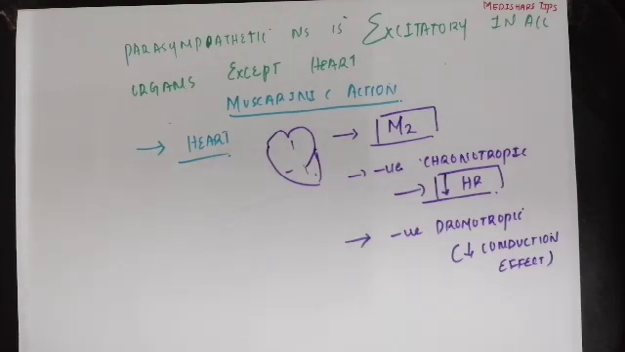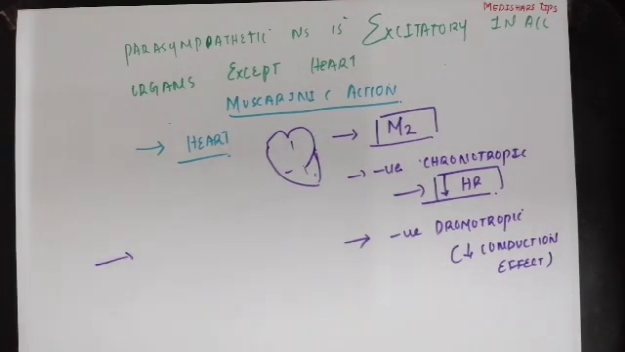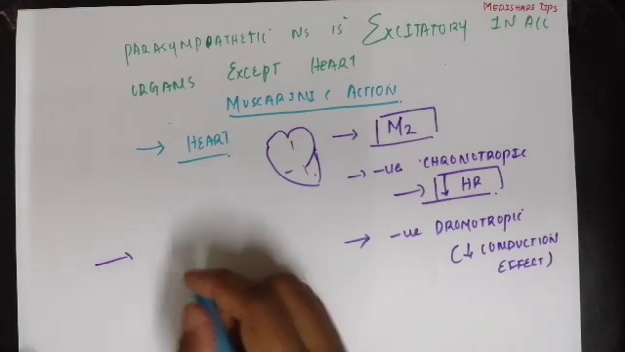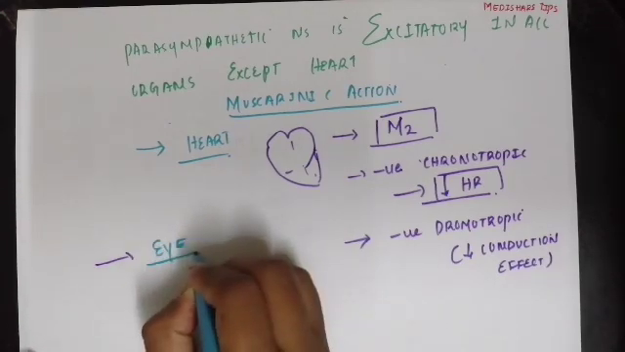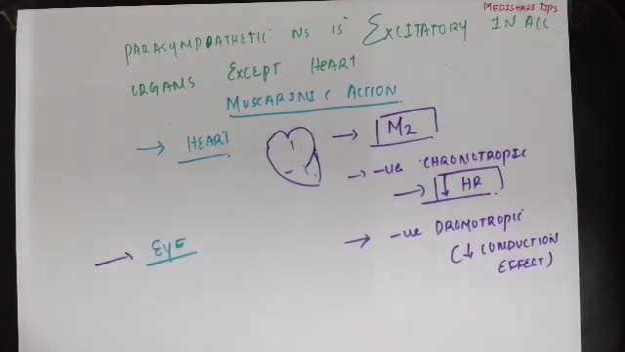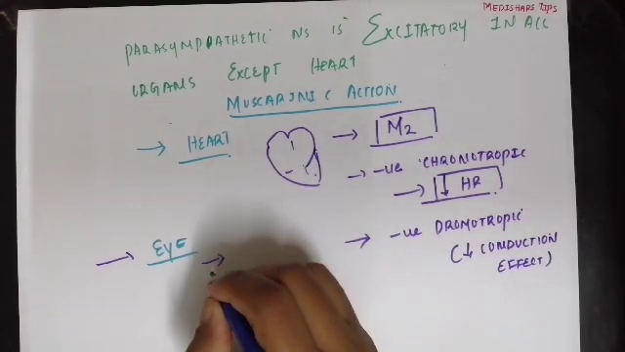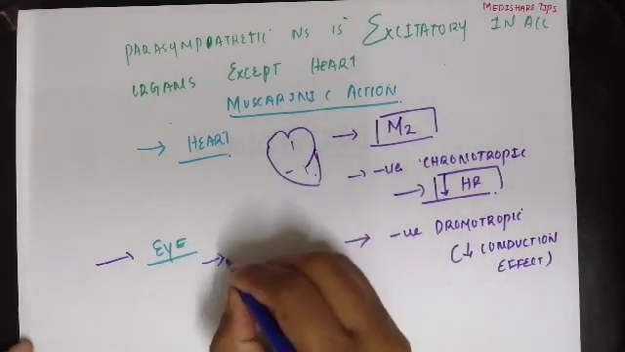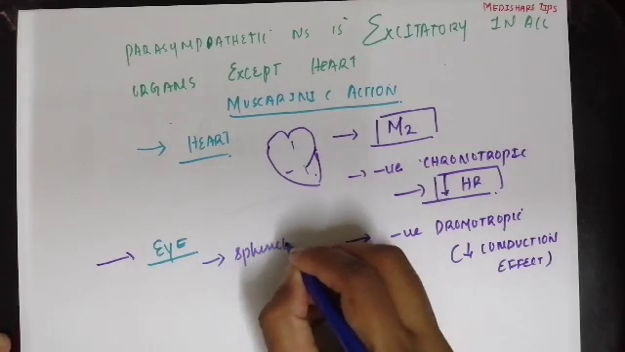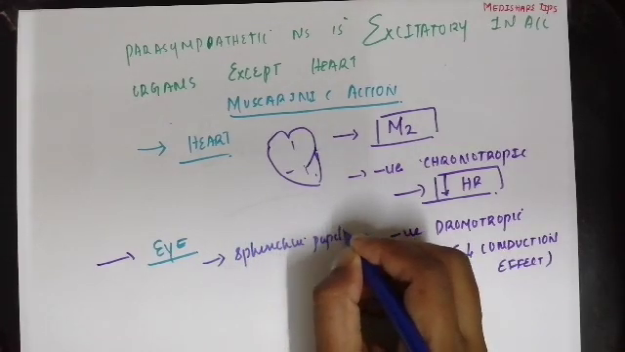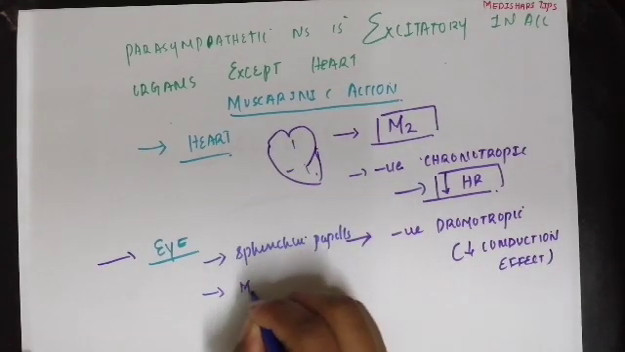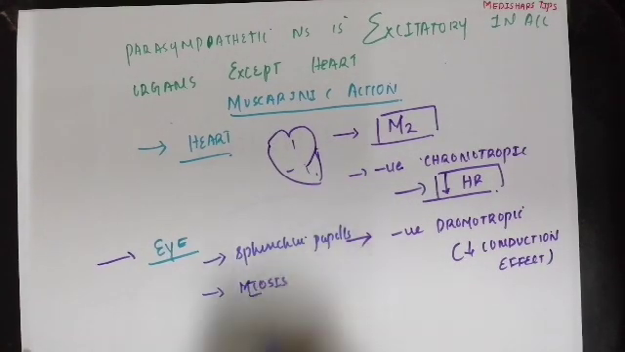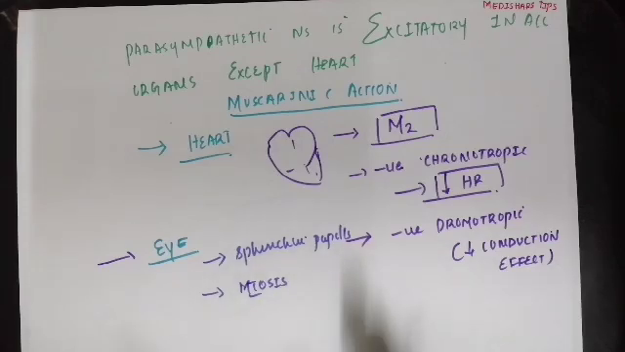So in all other organs, it has an excitatory effect. We will discuss the action in other organs. First, let us see the eye. In the eye, what does it cause? It causes contraction of the sphincter pupillae, thus it causes miosis. So it causes pupillary constriction.